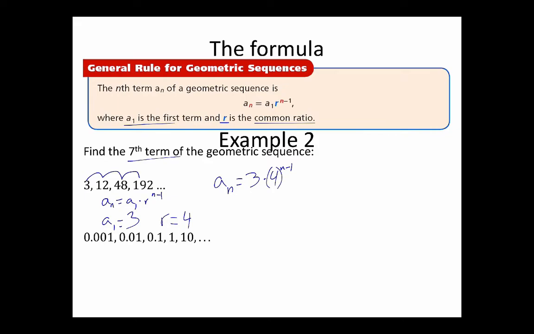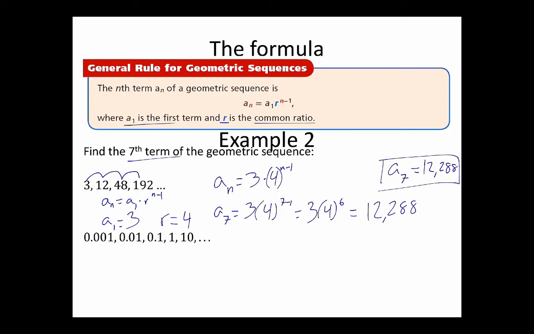Now, we're asked to find the 7th term of that geometric sequence. So we got a sub n equals 3 times 4 to the 7 minus 1 power. Cleaning that up a little bit. Oop, I made a typo. That should not be a sub n anymore. That's a sub 7. So a sub 7 is 3 times 4 to the 7 minus 1, or 3 times 4 to the 6th power. I'm going to go out on a limb and say many of us don't know what 4 to the 6th is off the top of our heads. We can use a calculator. 3 times 4 to the 6th gives us 12,288. So we can say final answer, a sub 7 equals 12,288.